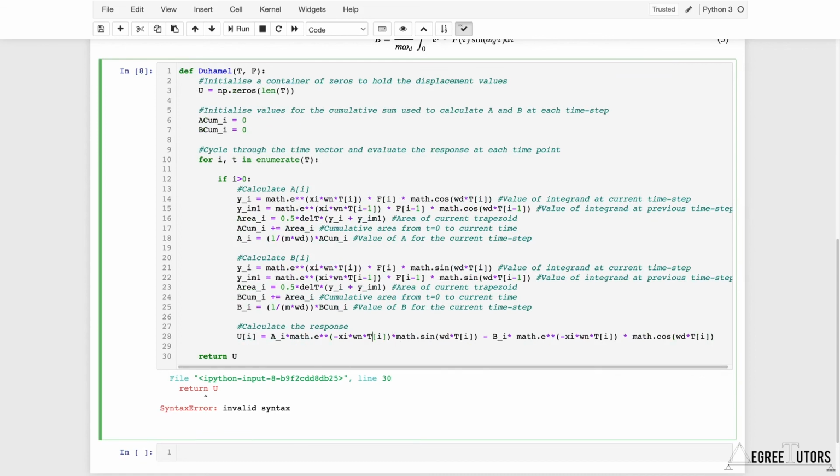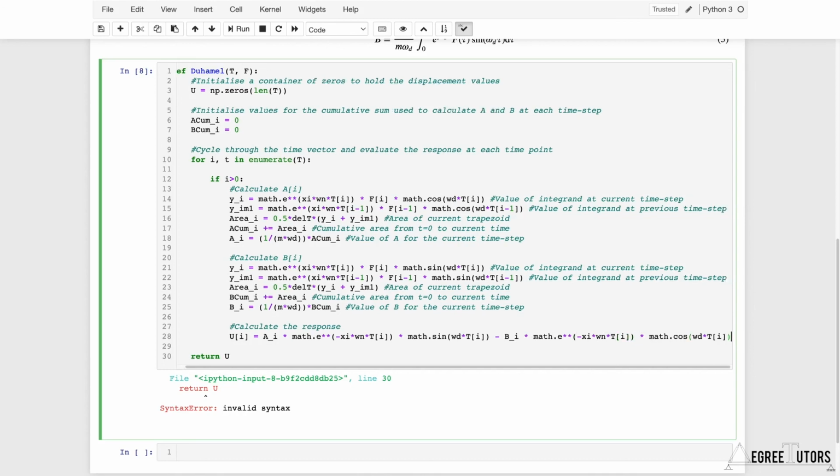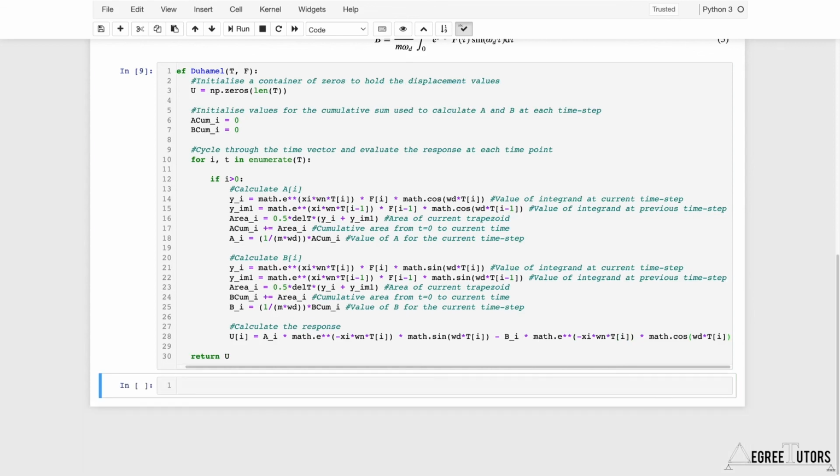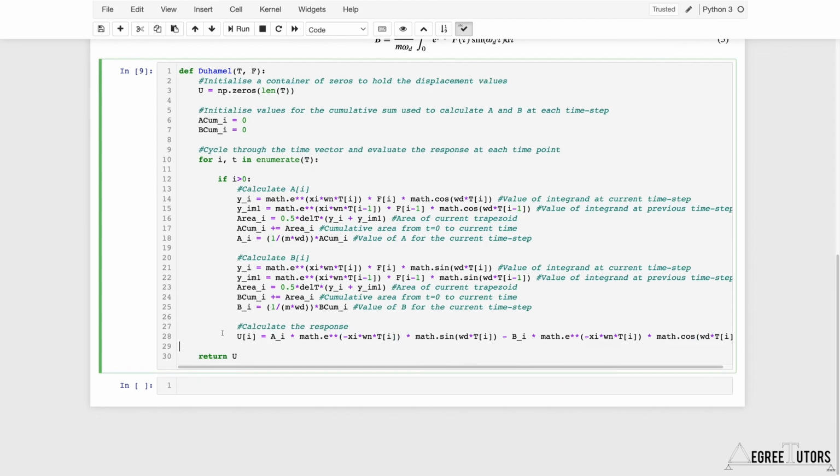All right, so let me just break this up and make it a bit easier to read. So I have AI times e to the power of all of that times sine of that times b, or minus b times e to the power of all of that times cosine of that. Let me see, does that fix it? That fixes it. Okay, so I had a missing bracket basically here. So now we've defined our function.